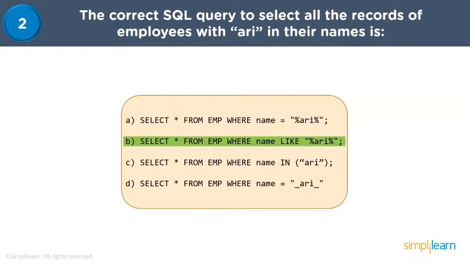Now like is an operator in SQL that is used to search a specified pattern. So here our pattern is we want all those employees who have ARI in their names. The first percentage means that the name can have any number of letters in the beginning, followed by ARI in the middle, and the last percentage means the name can have any number of letters in the end. So let's do this on our MySQL workbench.